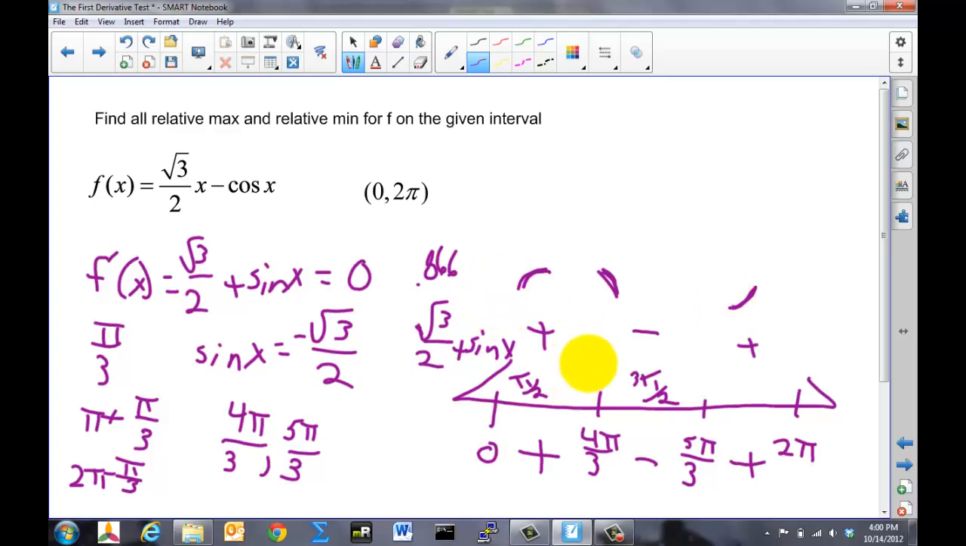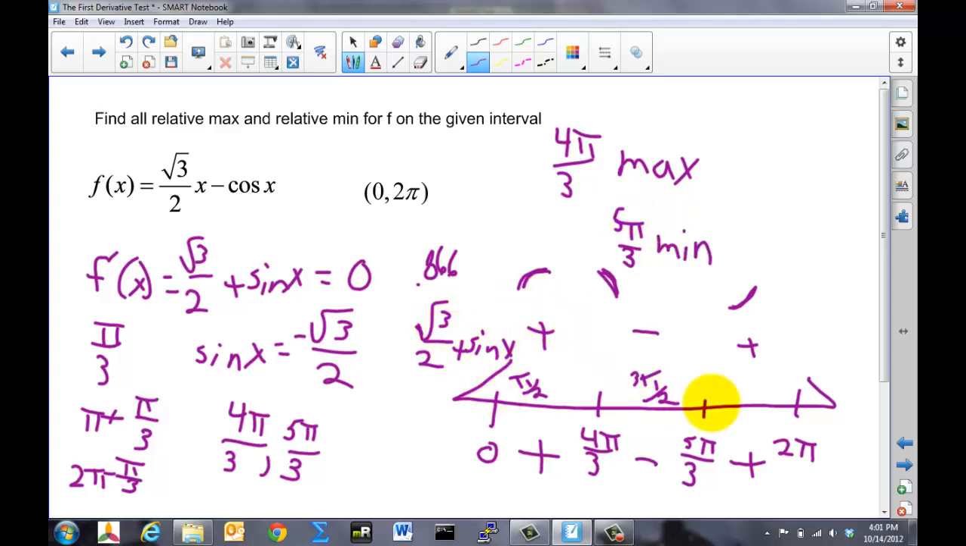So what do we know then? What's happening at 4 pi over 3? The derivative is going from positive to negative. So at 4 pi over 3 is a max. And what's happening at 5 pi over 3? The function is decreasing, then it becomes 0, then it goes back to increasing. So it's a min at 5 pi over 3.